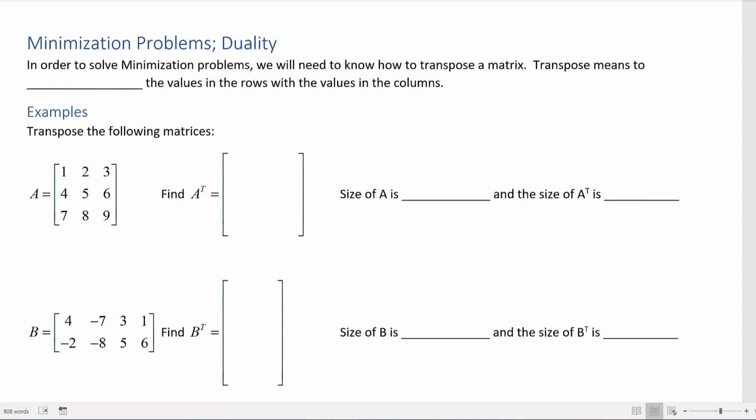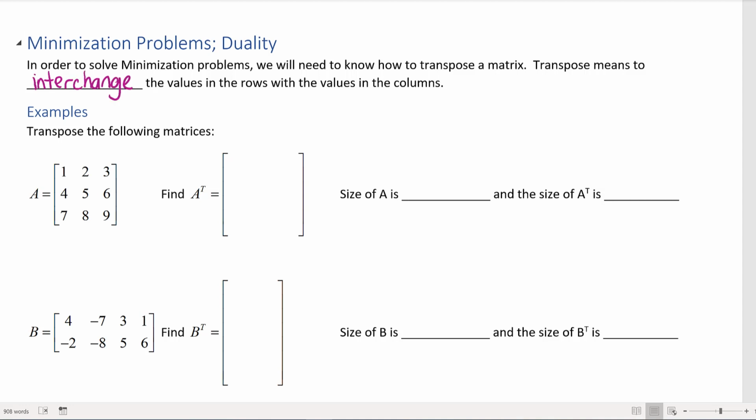Today's lesson is on minimization problems and the duality. In order to solve minimization problems, we first need to know how to transpose a matrix. Transpose means to interchange the values in the rows with the values in the columns.